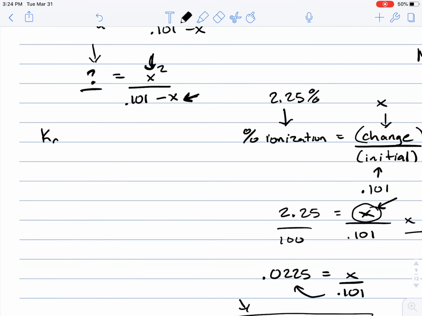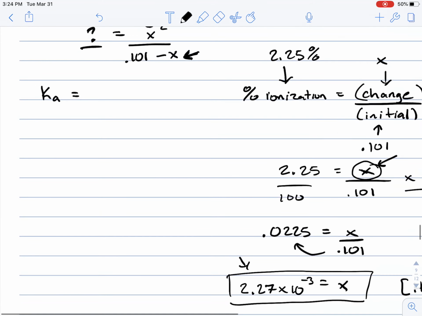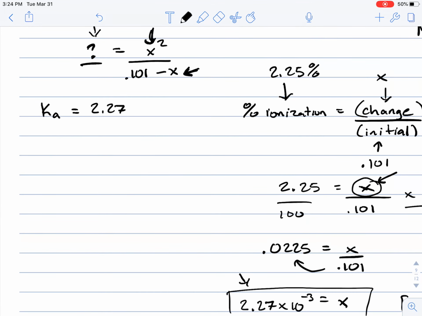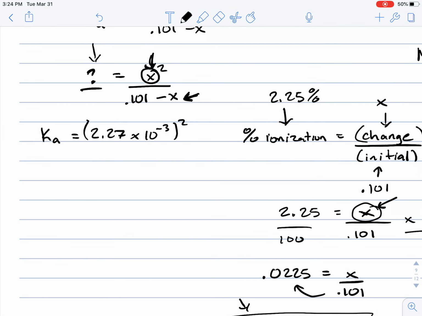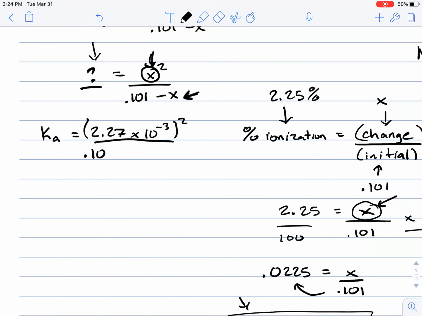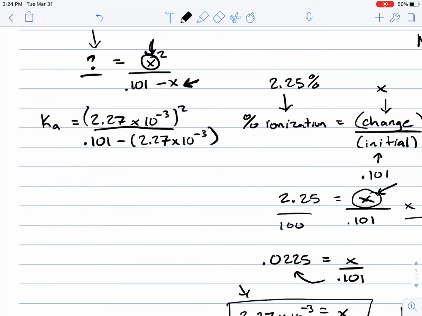So that means that the value of Ka is equal to 2.27 times 10 to the negative 3 raised to the second power. Okay, so substituting that x with this value. And then I'm going to divide that by 1.01 minus x. In this case, that's minus 2.27 times 10 to the negative 3. Great. And please don't forget to square your numerator. That's another common mistake that I see students make.